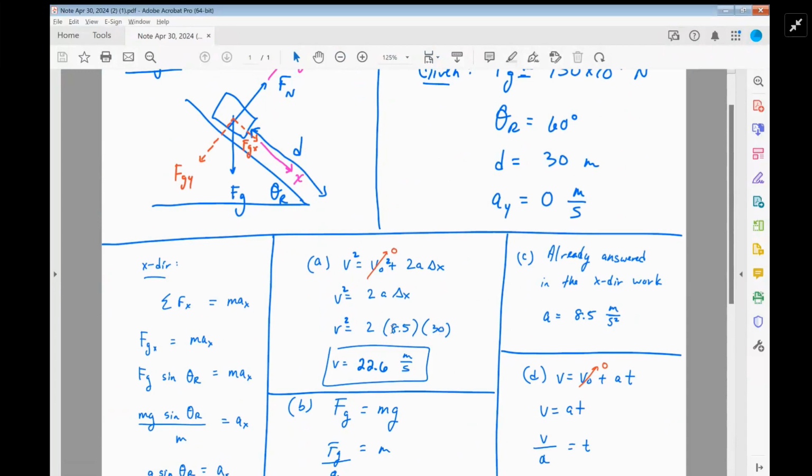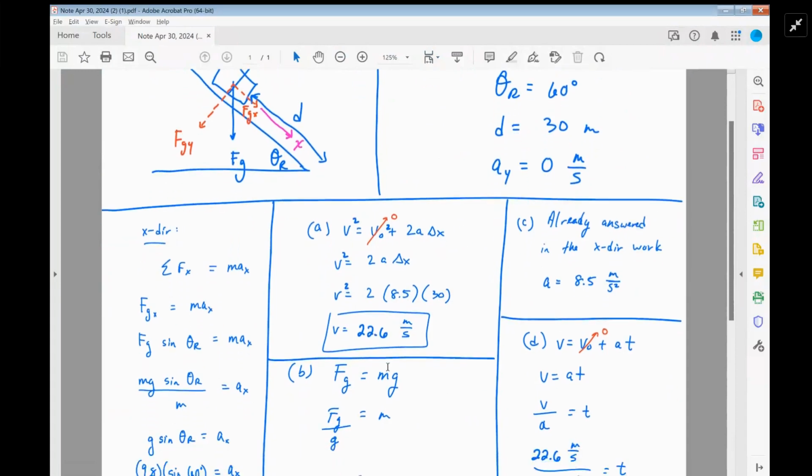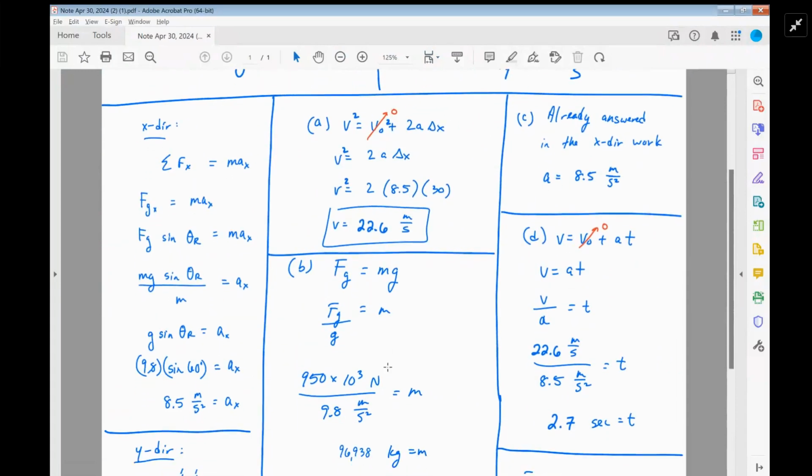The acceleration down the ramp is 8.5. And then we put the 2 in front. 2 by 8.5 by 30. And then take the square root of that to get rid of the square. You're going to get 22.6. It's the square root of 510, I think.